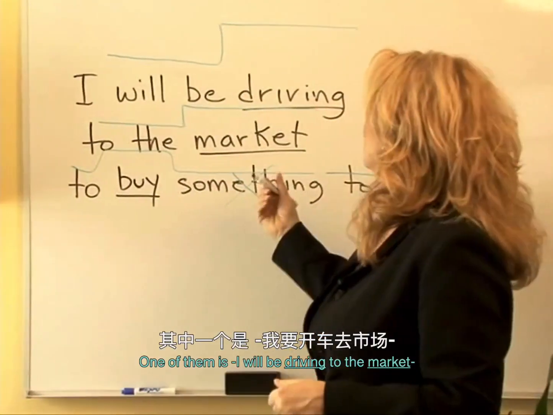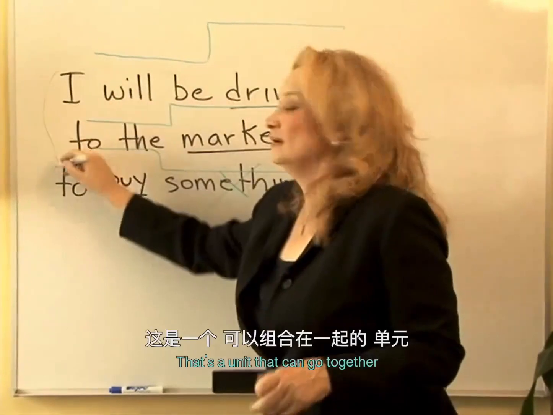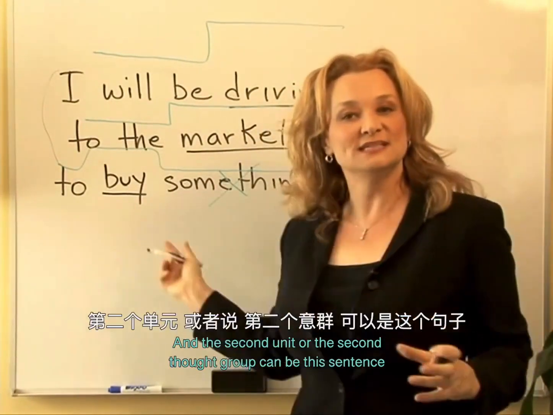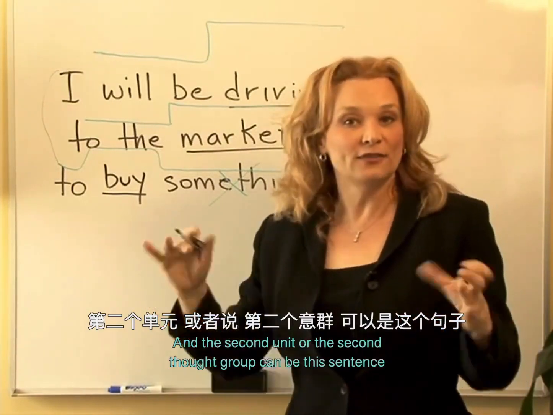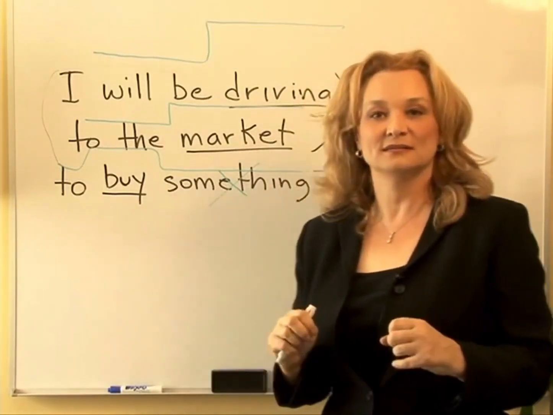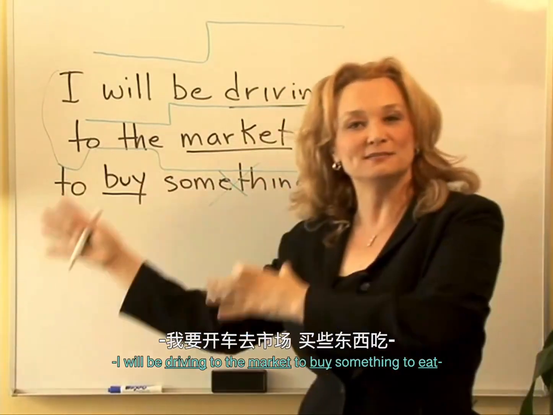One of them is, I was driving to the market. That's a unit that can go together. I was driving to the market. And the second unit, or the second thought group, can be this sentence, to buy something to eat. I was driving to the market to buy something to eat.